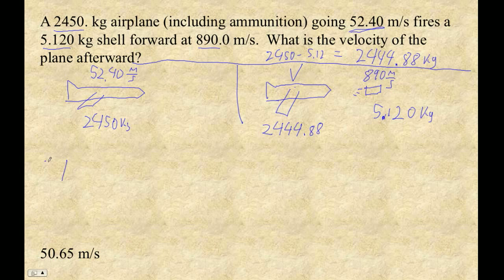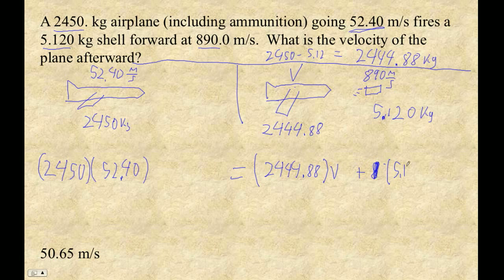We've got 2450 times 52.40, right? Equals 2444.88 times V plus 5.12 times 890, right? Yeah, there we go.